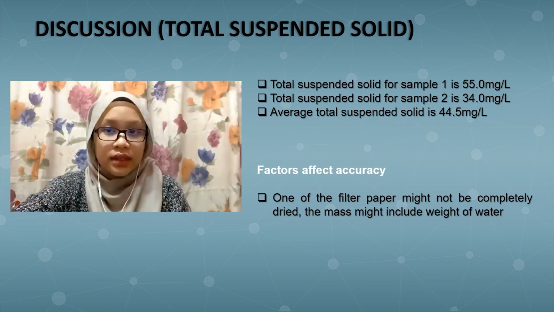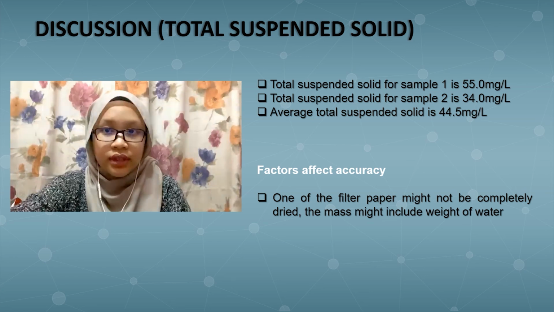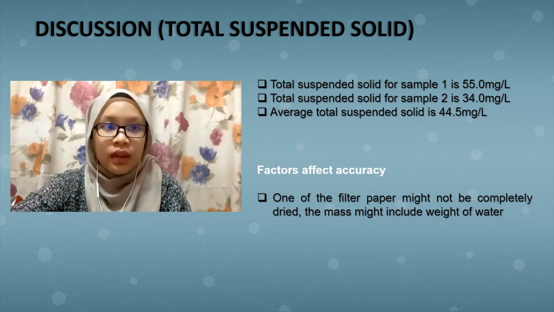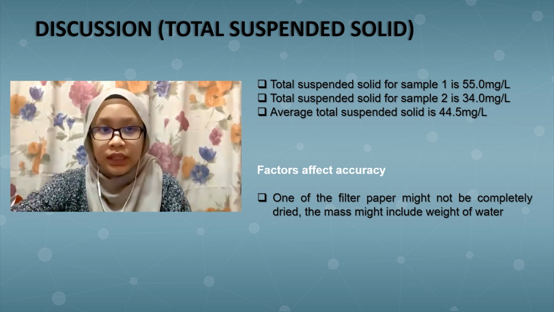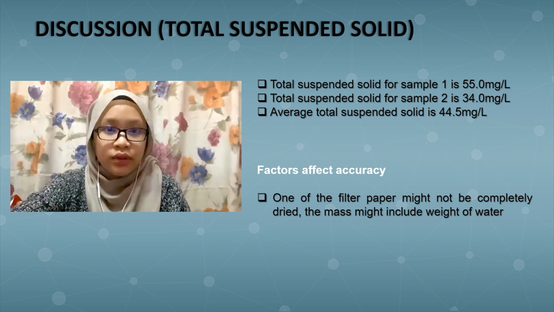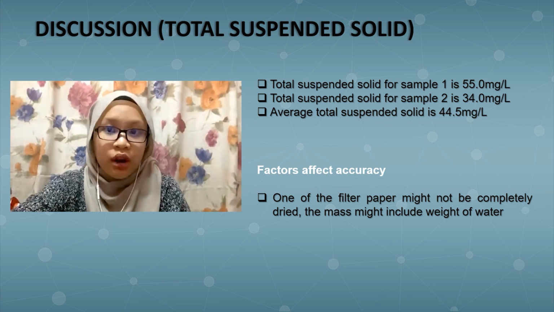Discussion for total suspended solid. Total suspended solid for sample 1 is 55.0 mg per liter, while total suspended solid for sample 2 is 34.0 mg per liter. So, the average total suspended solid is 44.5 mg per liter. There are a few factors that affect the accuracy of the reading. One is that the filter paper might not be completely dried, so the mass might include the weight of water.